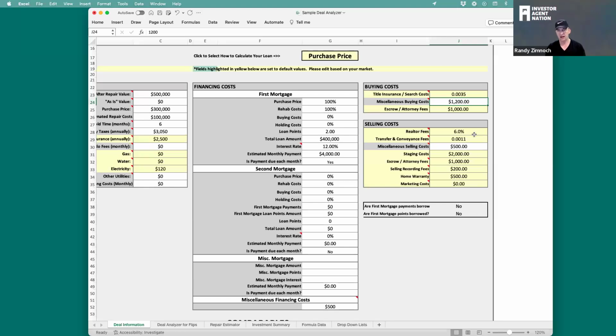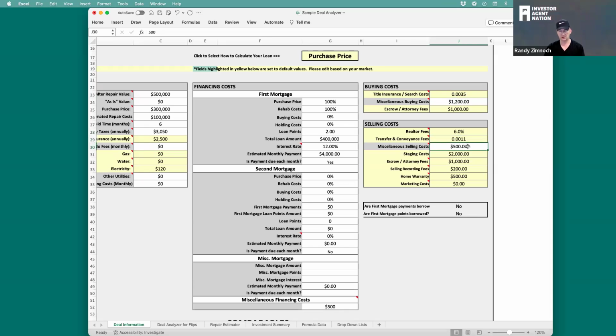And then on the selling costs, Eric said that he's going to be listing this property if they were to get it at 6%, offering 3 to the buyer's agent and you keeping 3. Is that right? Yep. So we put 6% there. Then we got your transfer conveyance fees, which I don't know what it is for Tampa, but I'll just leave what we have in here for now.